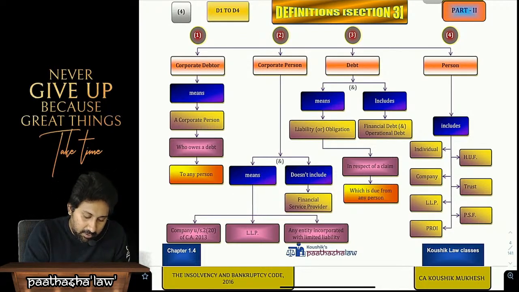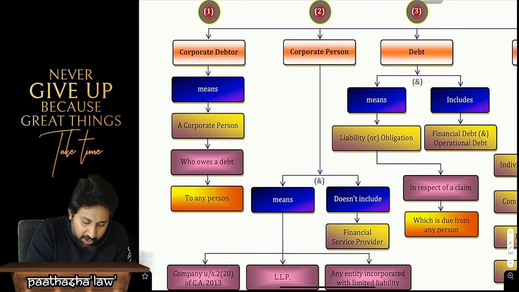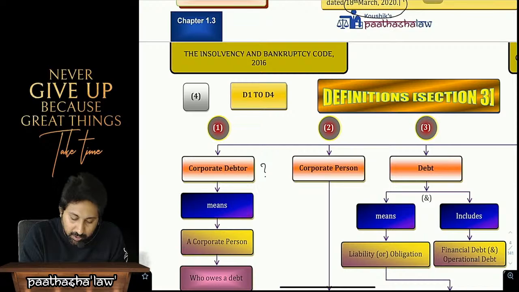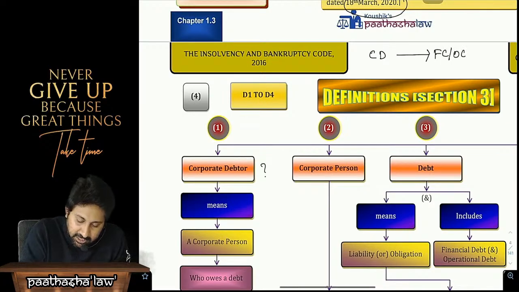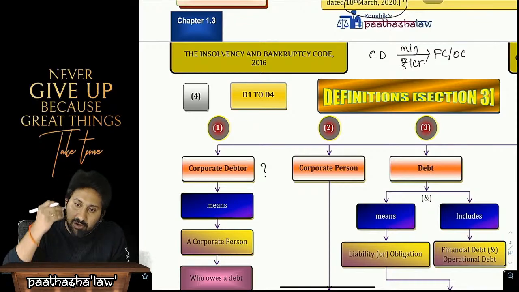First one, definitions. Corporate debtor. Why do we need to read the definition of corporate debtor? Because in order to apply the Insolvency and Bankruptcy Code, first, the corporate debtor should commit a default either to a financial creditor or to an operational creditor of a minimum amount of rupees 1 crore. That means from 1 crore onwards it starts.